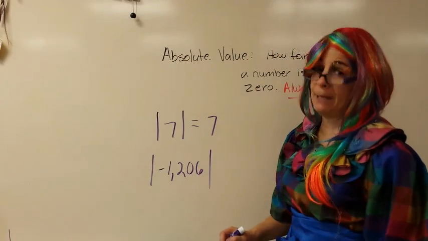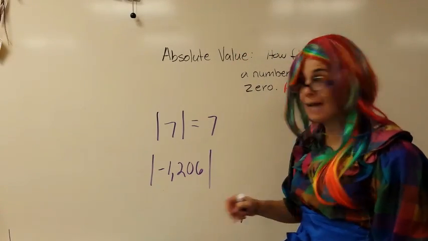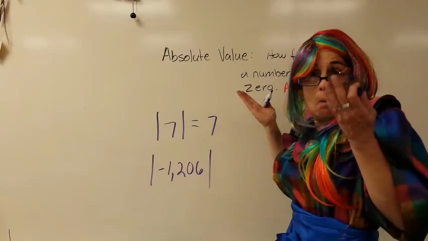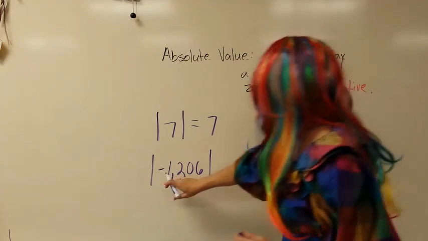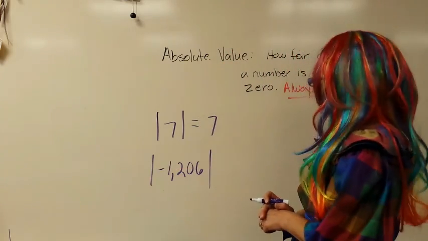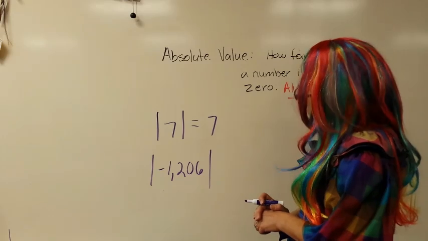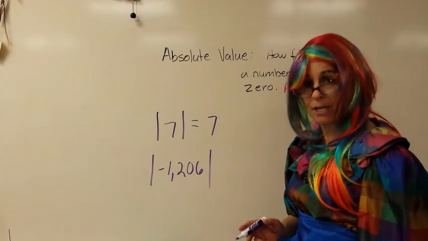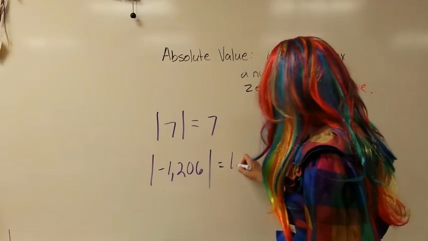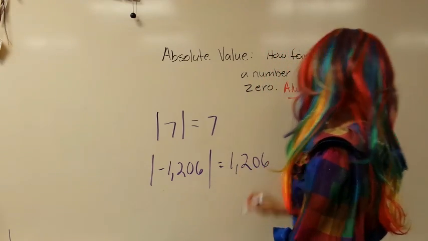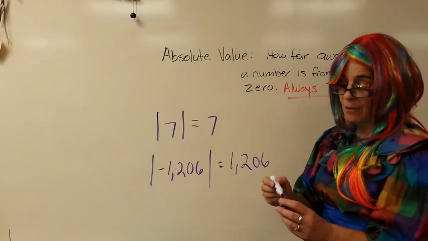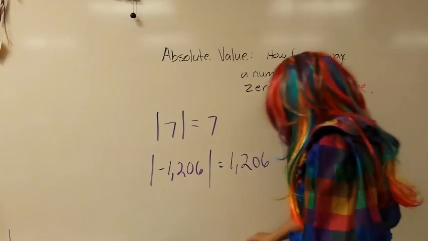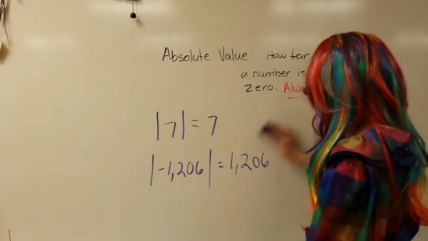What is the absolute value of negative 1,206? That's a big number, bigger than the number line I had. But the absolute value of negative 1,206 is 1,206 spots away from 0. 1,206. And that's the answer. Well, I know you have got that.